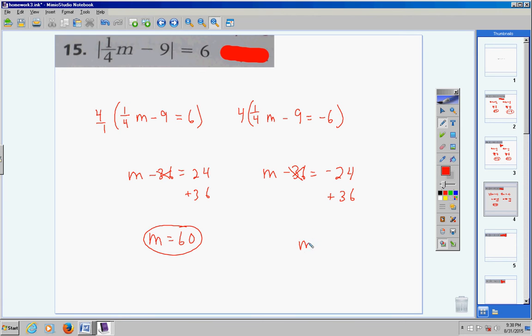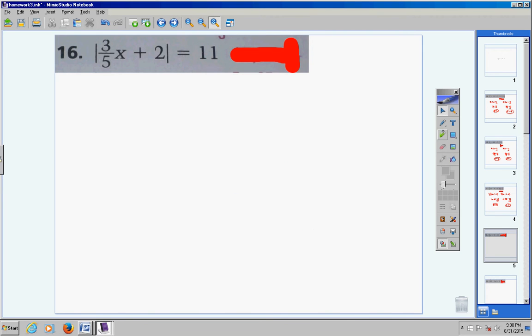And your answer would be 12. Okay, so there are 2 answers to this equation, 60 and 12. Alright, moving on to number 16. Alright, step 1, isolate your absolute value. That's already done. Step 2, write two equations. Your first equation will be identical to the original problem, just without the absolute value symbols.